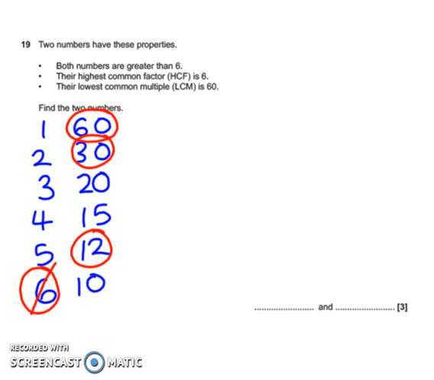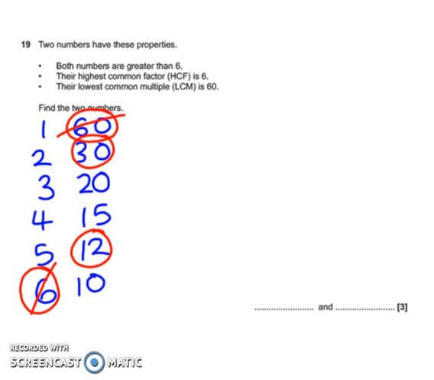Well, if I look at 60, if the numbers were 30 and 60, well, 30 is the highest common factor of 30 and 60, so that doesn't work. And if it was 12 and 60, well, again, 12 is a factor of 60, so that doesn't give me a highest common factor of 6 there either. So our two answers must be 12 and 30.